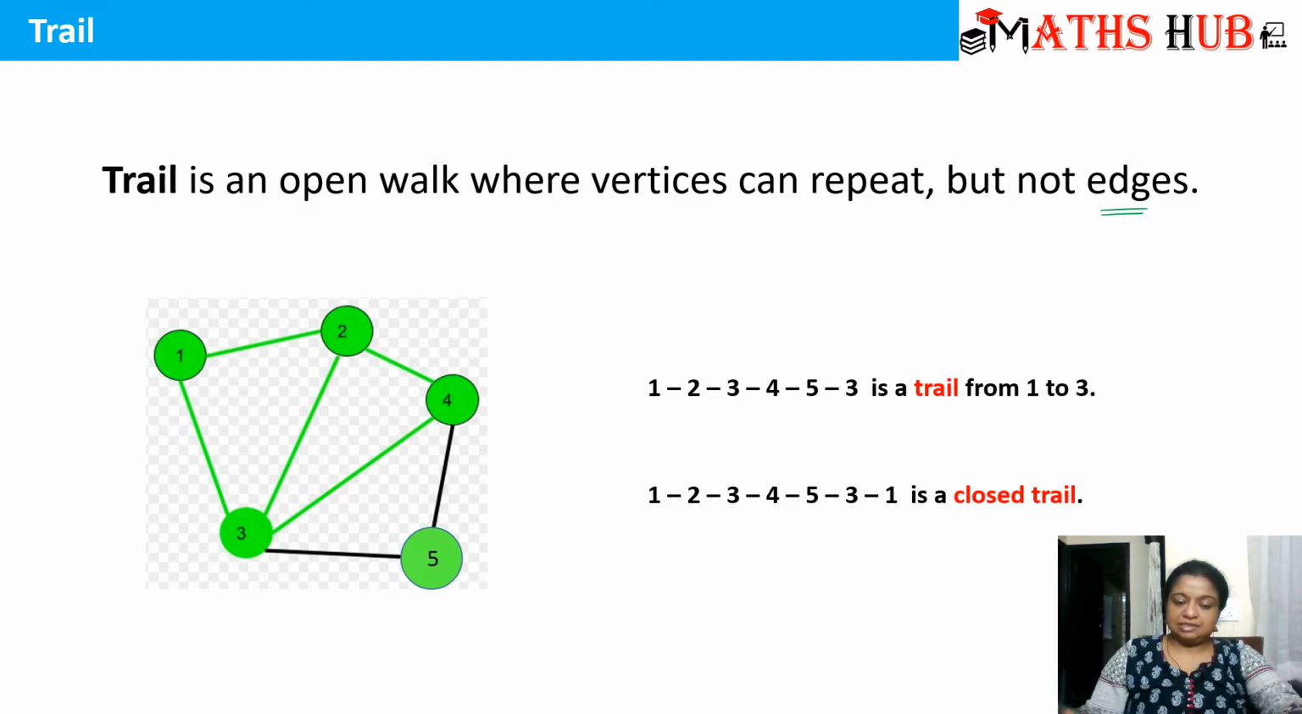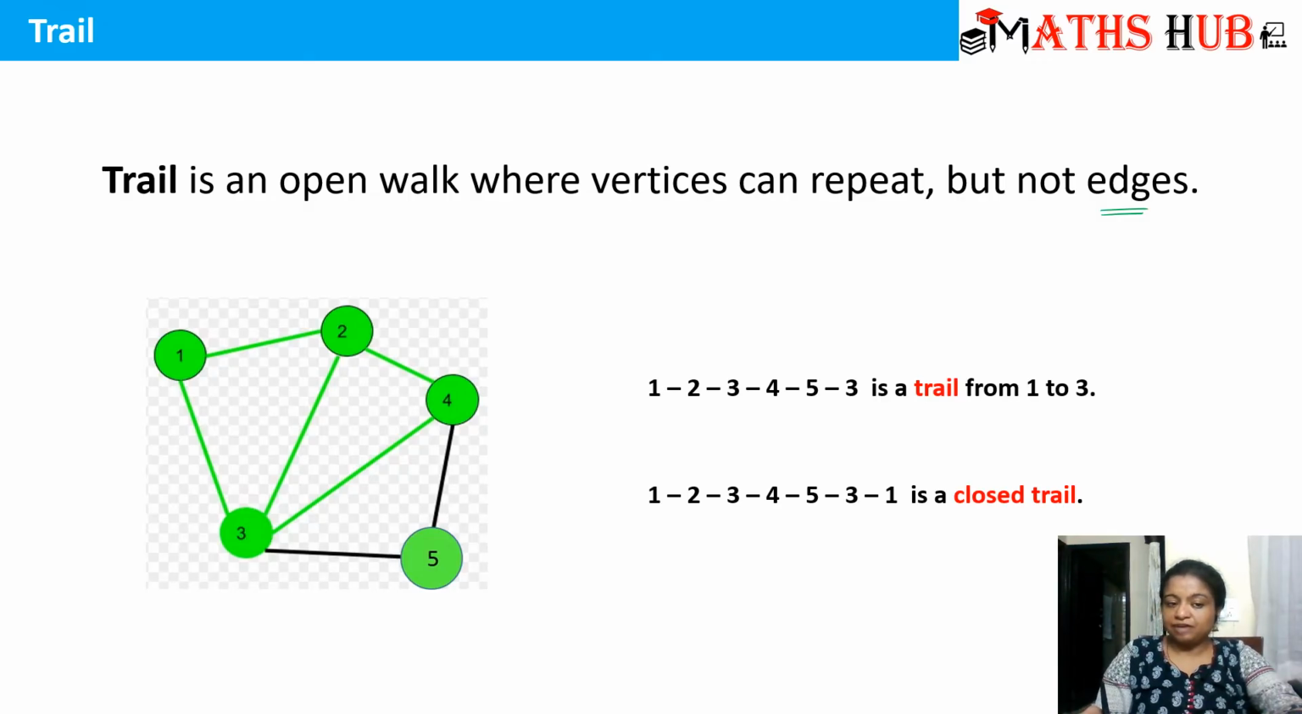Then similarly, we can classify open trail and closed trail. Open trail will be when the initial and final vertices are different. Closed trail will be when the initial and the final vertices are same. Right? Though we are saying that vertices can repeat, edges not. So here again in a closed trail, only the initial and the final vertex will repeat.